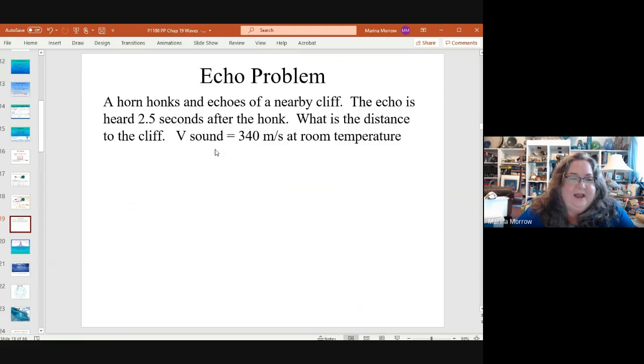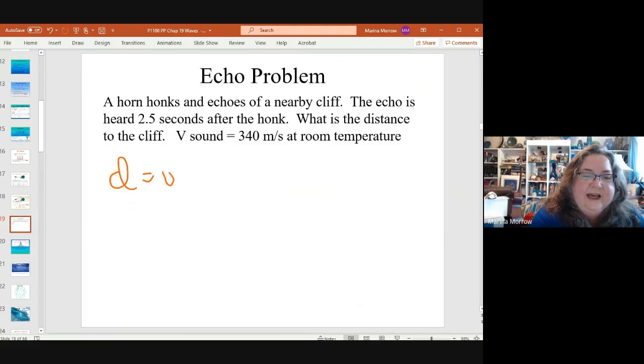Now, the other kind of problem that you get involves another equation, which are echo problems. And you get more of those in the next chapter. But basically, the equation that you're going to use is distance equals velocity times time. And so that's an equation that you already know.